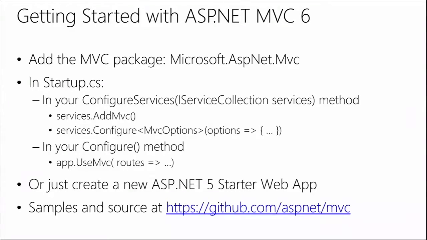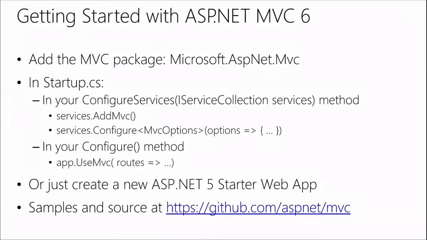Now, how do you get started with MVC 6? First, you're going to need to install the package. We saw that before. Installing packages, you go to your project.json, or you can use the NuGet package manager to add Microsoft.AspNet.Mvc. It's the same package as MVC has always been. It's just been revved to a new version, 6.0.0.